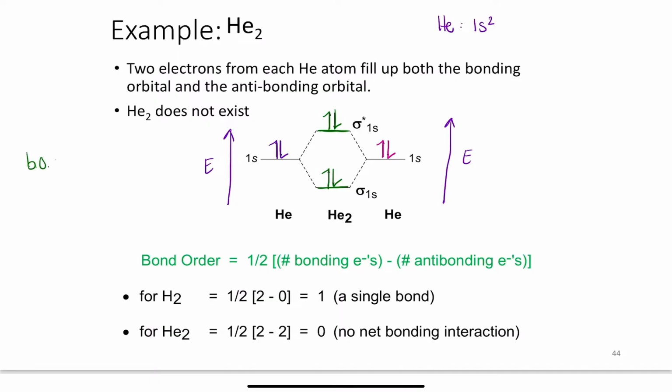Find out my bond order. I've got 2 bonding electrons and 2 antibonding electrons. That gives me 0 divided by 2, which gives me 0. Bond order is 0. The molecule is not stable. Makes sense to us, right? Helium doesn't want to bond. It's got its perfect octet for itself. But molecular orbital theory backs up that it's not bonding because our bond order is 0. Because we've got an equal number of bonding and antibonding electrons, it's not stable to form the bond.